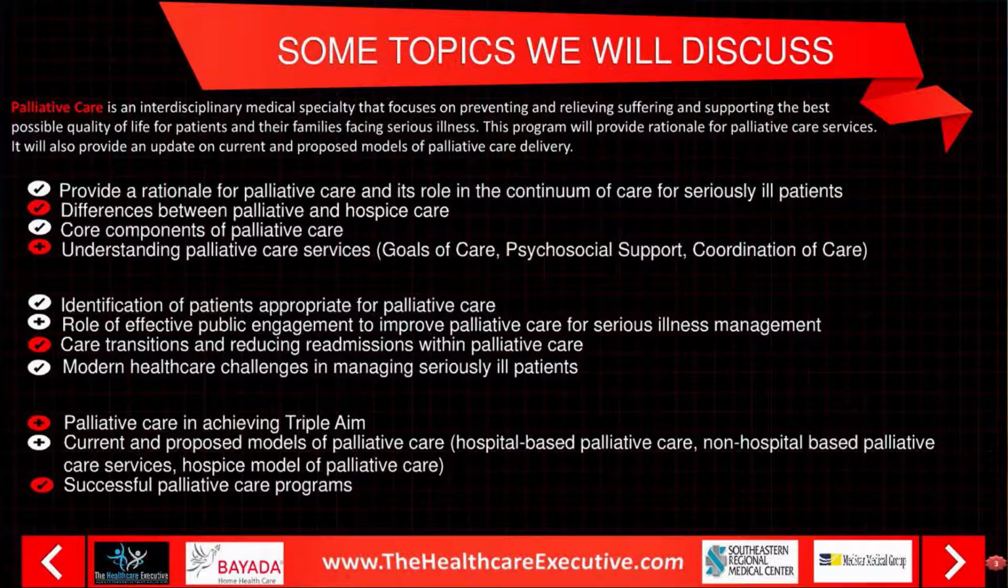Some of the topics we will discuss: provide a rationale for palliative care and its role in the continuum of care for seriously ill patients, differences between palliative and hospice care, core components of palliative care, understanding palliative care services, goals of care, psychosocial support, coordination of care, as well as identification of patients appropriate for palliative care, the role of effective public engagement to improve palliative care for serious illness management, care transition and reducing readmission within palliative care, modern healthcare challenges in managing seriously ill patients, palliative care in achieving triple aim, current and proposed models of care, hospital-based palliative care, non-hospital-based palliative care services, as well as the hospice model of palliative care. And finally, a successful palliative care program.